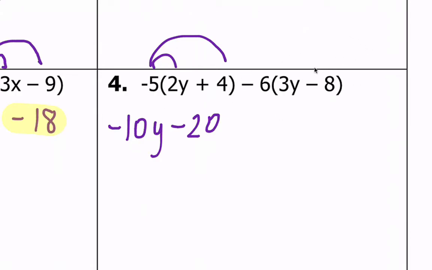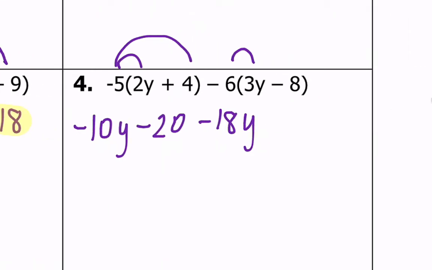Now let's focus over here. So now I'm going to have to take this negative 6 and multiply it. So first I'm going to take negative 6 and multiply it by 3y. Well, negative 6 times 3 is negative 18. And I can't forget my y. So negative 6 times 3y is that negative 18y. And then finally, we're going to take this negative 6 and multiply it by a negative 8. A negative 6 times a negative 8 is a positive 48.